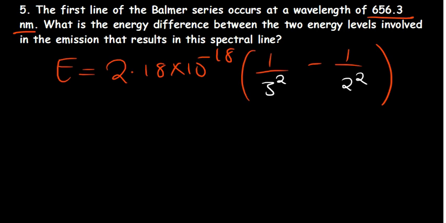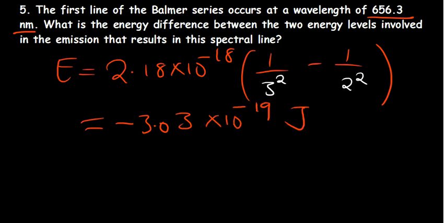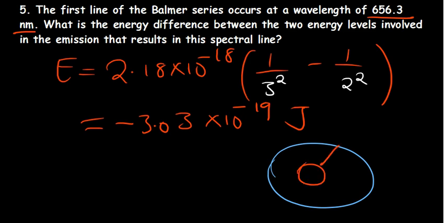It's so interesting that if we calculate here, we're going to have in the brackets 1 over 9 minus 1 over 4, and then multiply by the 2.18 times 10 to the power negative 18. So the answer is negative 3.02, let me just say 3 times 10 to the power negative 19 joules. Why is it negative? By now you should know that whenever you have a movement of an electron from a higher energy level to a lower one, energy is lost. That's why it's negative.